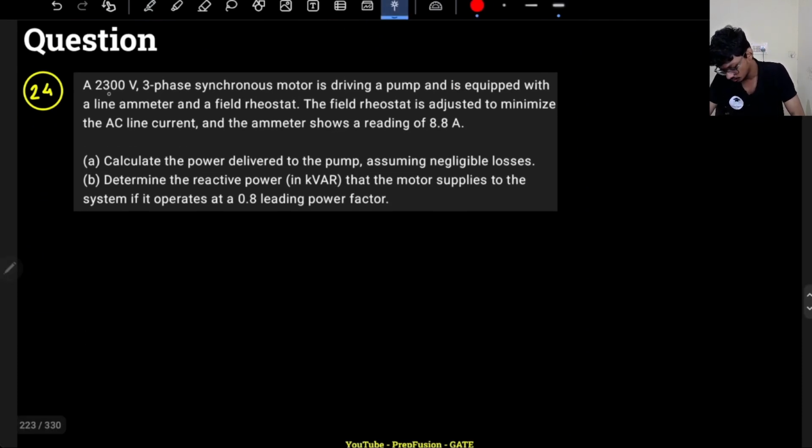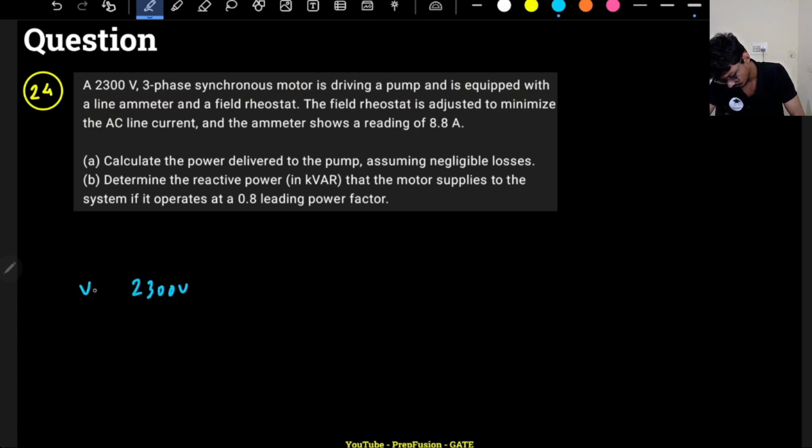So a 2300 volt 3-phase synchronous motor is driving a pump and is equipped with a line ammeter and field rheostat. Okay, field rheostat. So we have an RF that will basically control the field excitation IF. The field rheostat is adjusted to minimize the AC line current.